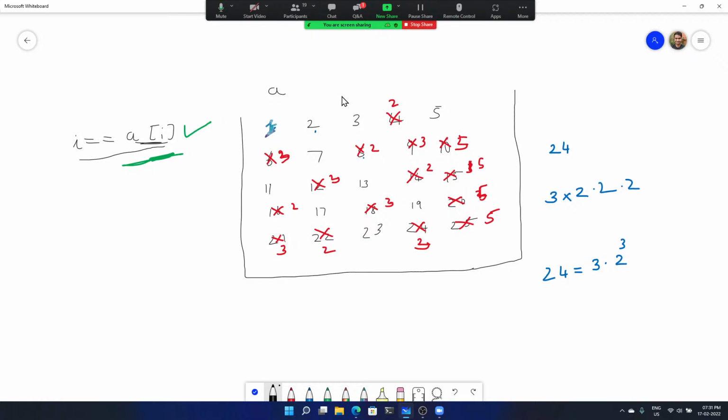Any guesses? How long will it take for a number out of this to be prime factorized? How many operations will it take? Is it linear time? Or is it maybe the square root of that number? How many operations will it take? Any guesses?